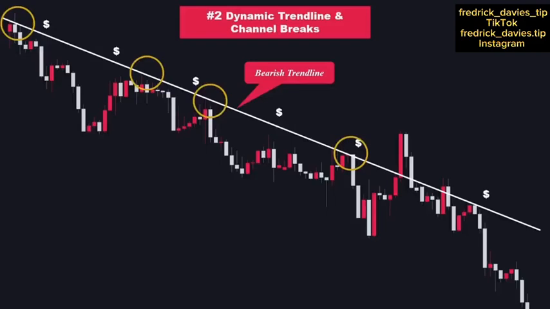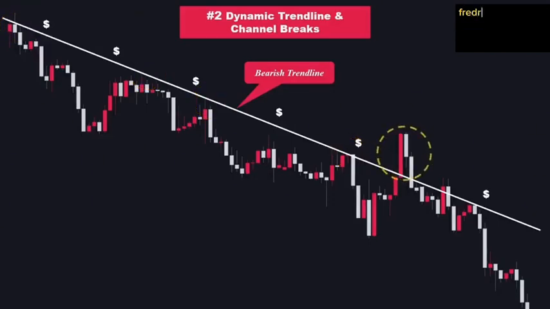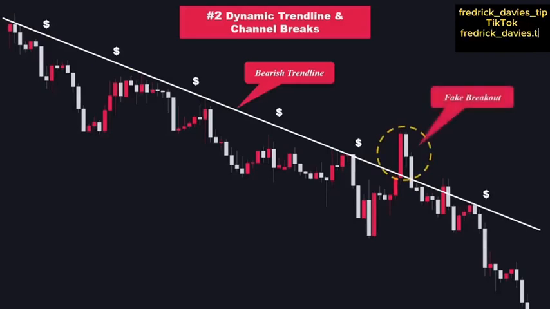However, as you can see, the price was artificially pushed to the upside by market makers using a large red momentum candle. This sudden upward movement resulted in the sweeping of the significant liquidity that had accumulated above the trendline. As a result, the stop losses of retail traders who had entered the market with short positions were triggered.